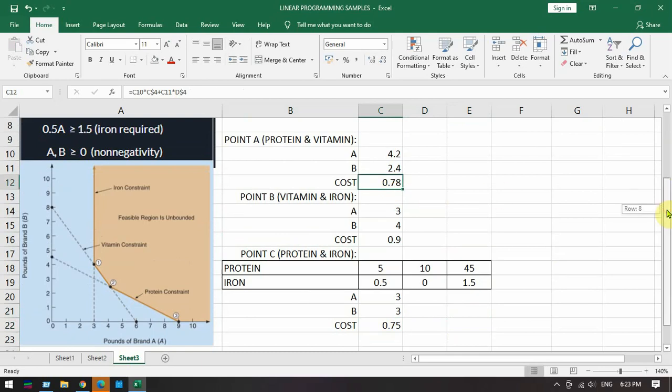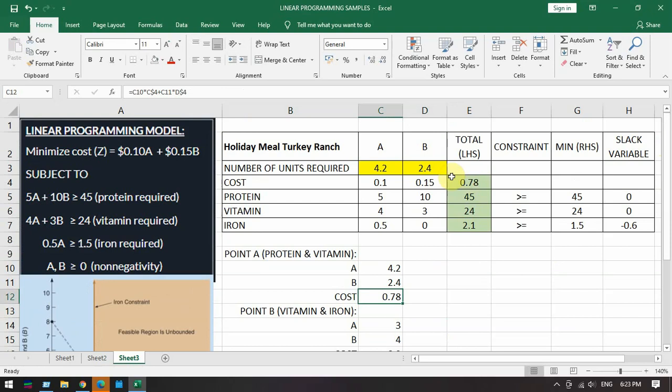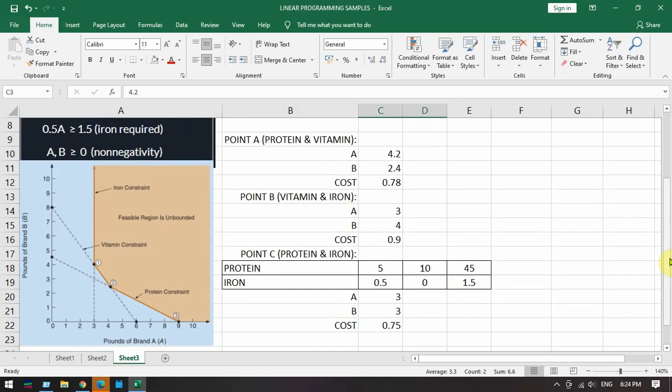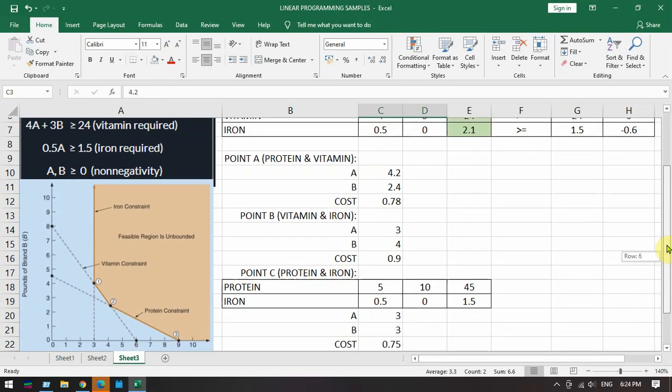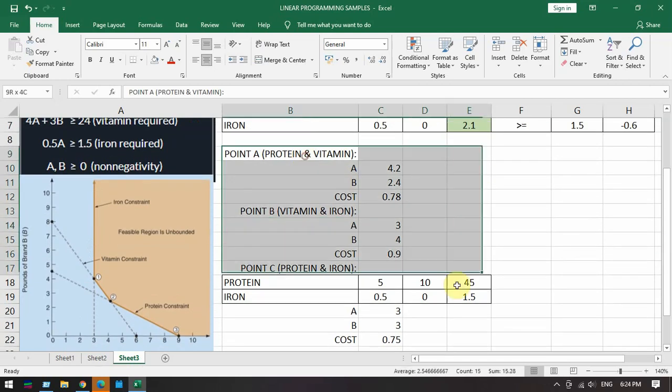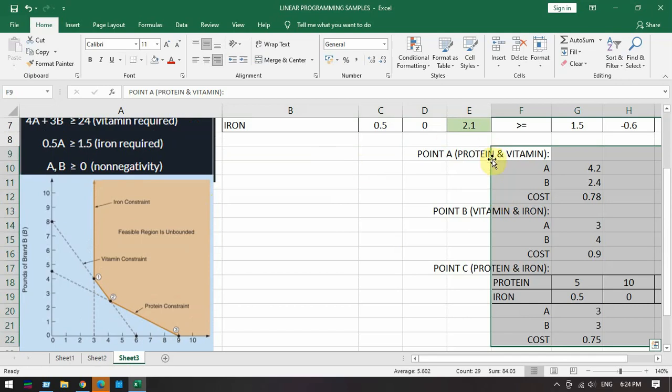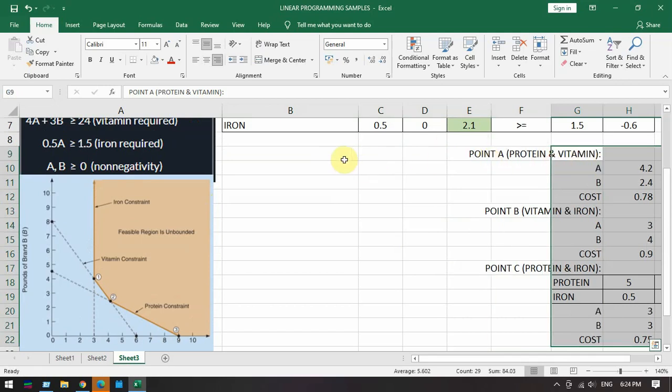But our first answer using the solver shows that it is actually this value that will give us the minimized cost. So let's see how it looks in the graph so that we can identify or understand what happened. Okay, so for the meantime, let's move this so that we can get our points for the graph.